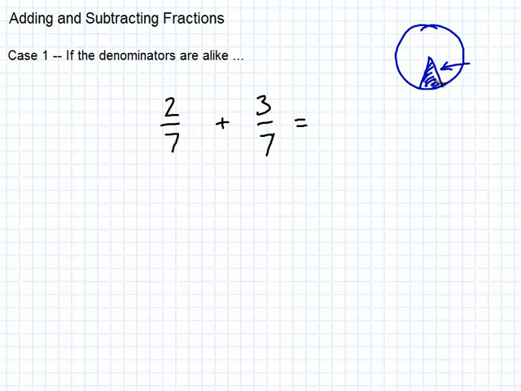So here's the thing that we are going to be adding up a bunch of. So if you have 2 of them plus 3 of them, you're going to have 5 of them. So you're going to have 5/7. And that's it. So when the denominators are alike, in other words, they're the same kind of fraction, the numbers on top just tell how many of those fraction pieces we have. So here's 2/7 plus 3/7 is 5/7. And that's it. Let's look at the second case.